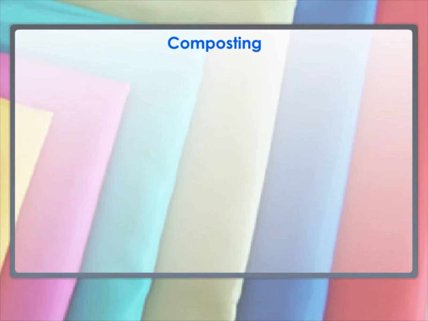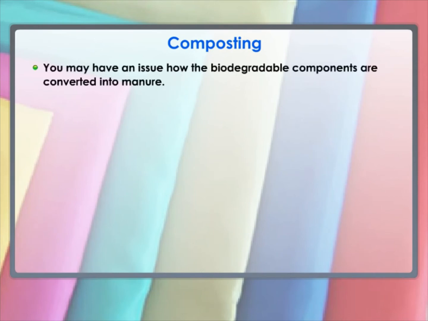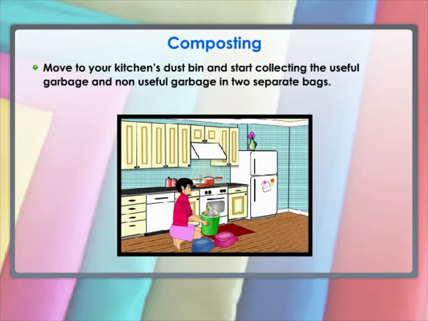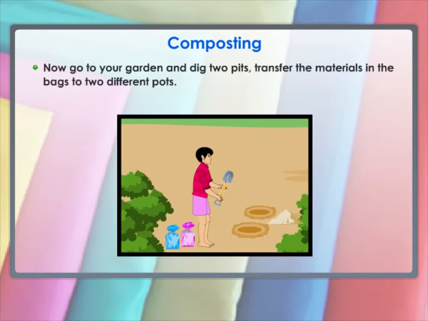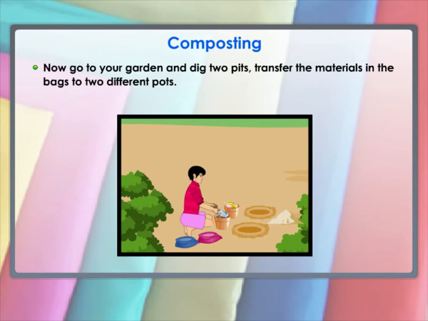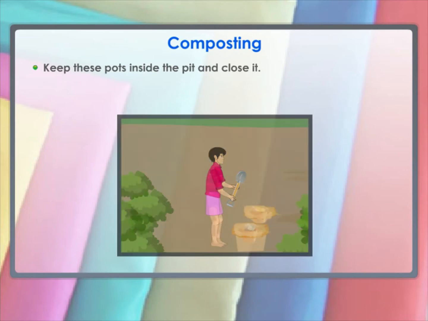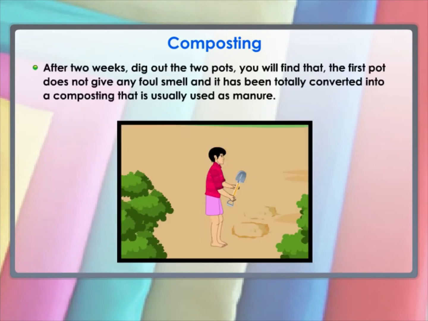Composting. You may wonder how the biodegradable components are converted into manure. Here we go with a simple experiment. Move to your kitchen's dustbin and start collecting the useful garbage and non-useful garbage into 2 separate bags. Now go to your garden and dig 2 pits. Transfer the materials in the bags to 2 different pots. Keep these pots inside the pits and close them. After 2 weeks, dig out the 2 pots.